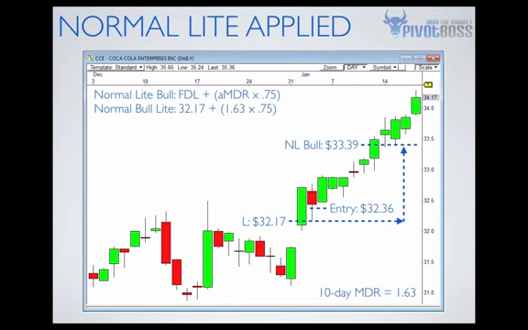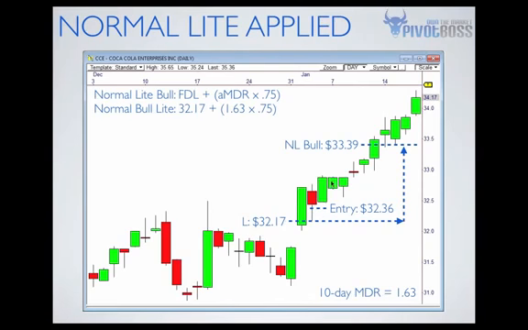So if we look at this on the chart, you can see this is the same exact example we saw in the first normal example. And you can see here after we get in, here's a 32.17 low again. There's our entry at 32.36. The 10-day MDR is 1.63 again. All we do is multiply 1.63 times 0.75 and project that value higher from 32.17, and that gives us a normal light bull target of 33.39.